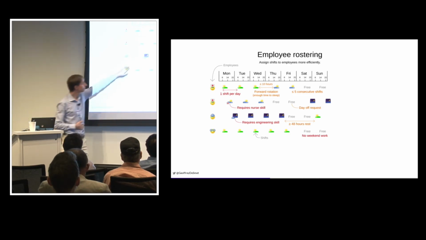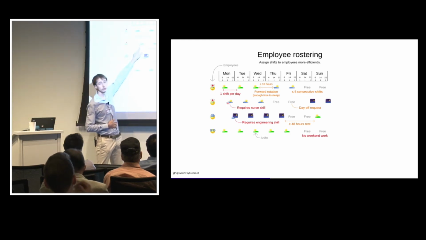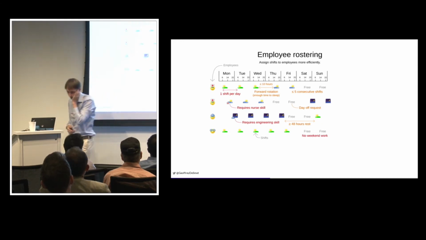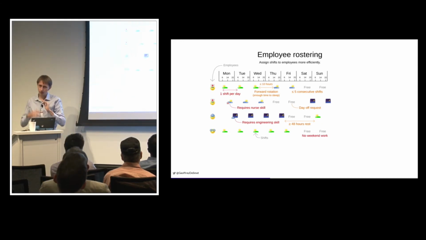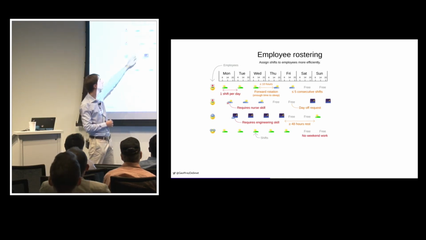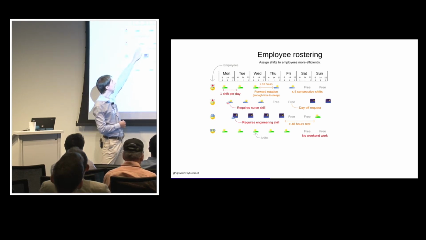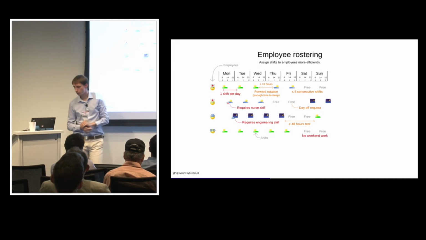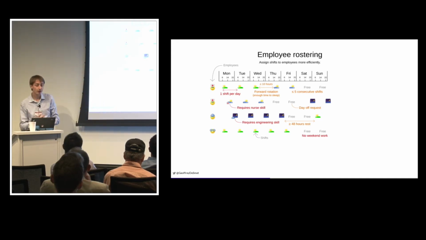You have skill requirements. For example, this shift needs a nurse, so you cannot have an engineer do that. Like we saw earlier with Chris's example, where he showed certain tasks, which is also an OptaPlanner problem, by the way, the task assignment problem, you needed to speak French, so you needed a person who spoke French. That is another kind of skill requirement.